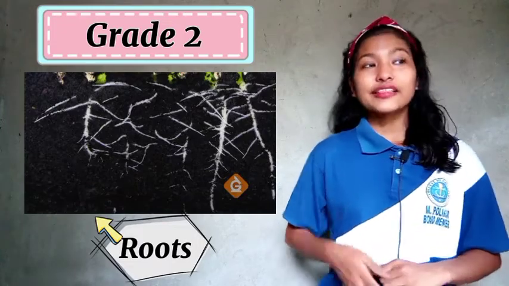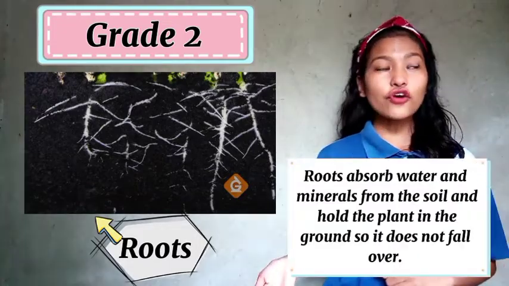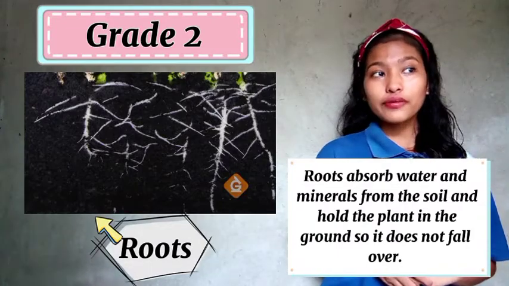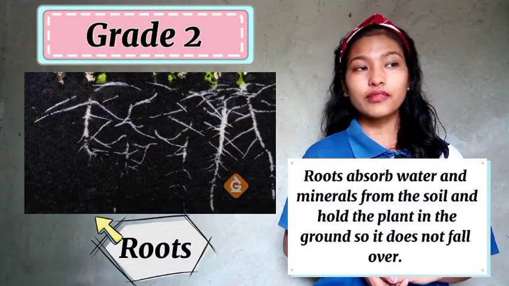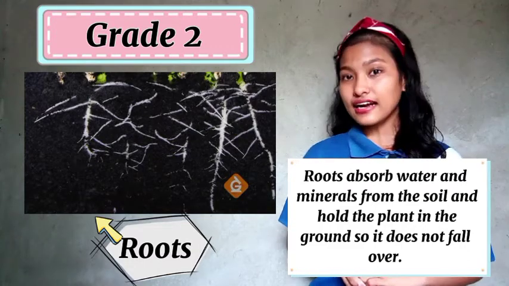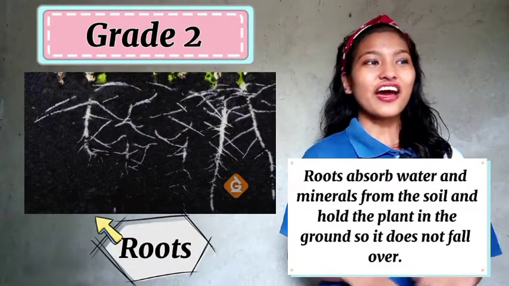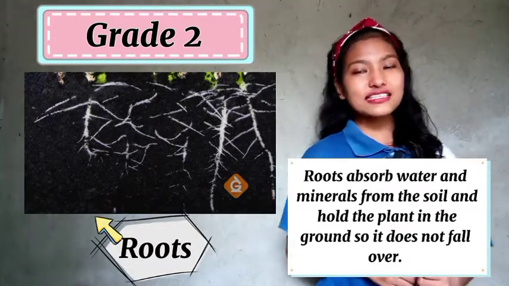Very good. This part is what we call roots. And the function of roots is to absorb the water and minerals from the soil and hold the plant in the ground so that they do not fall over. Very good. The next one is this.